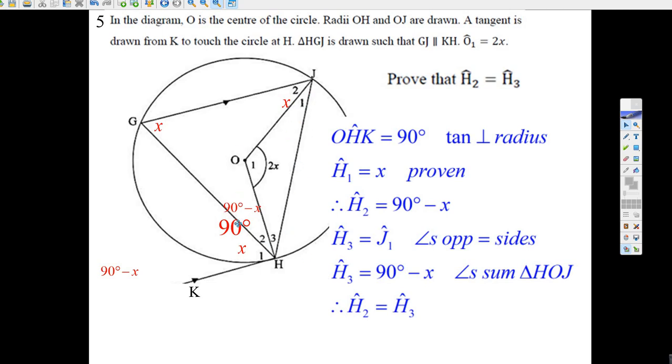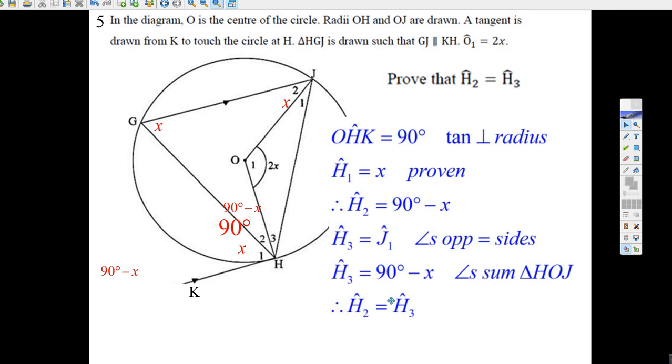And that's angles sum in a triangle and angles opposite equal radii. That's why you know that this H3 has got to be 90 minus x, so they must be equal to each other. You could set up an equation, H3 plus H3 plus 2x equals 180, and then solve the equation for H3, and it must be 90 minus x, because when you add it all up in here, it equals 180.